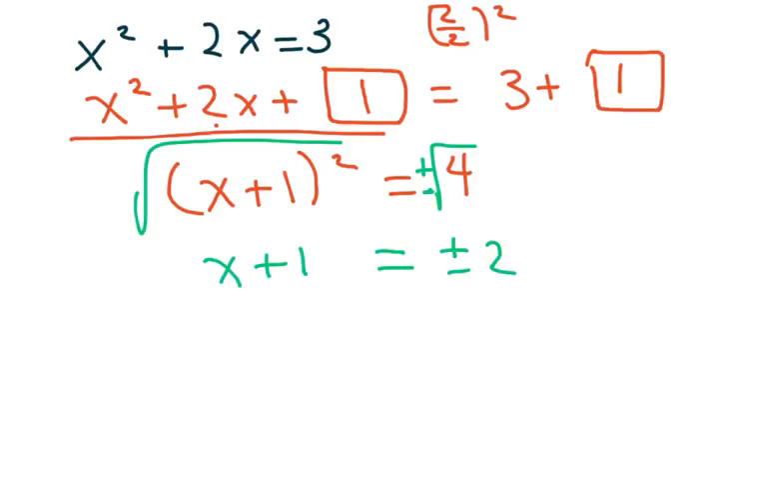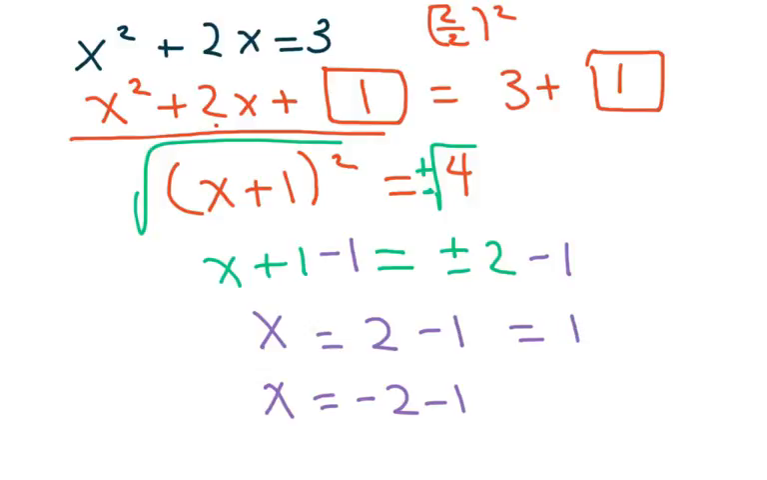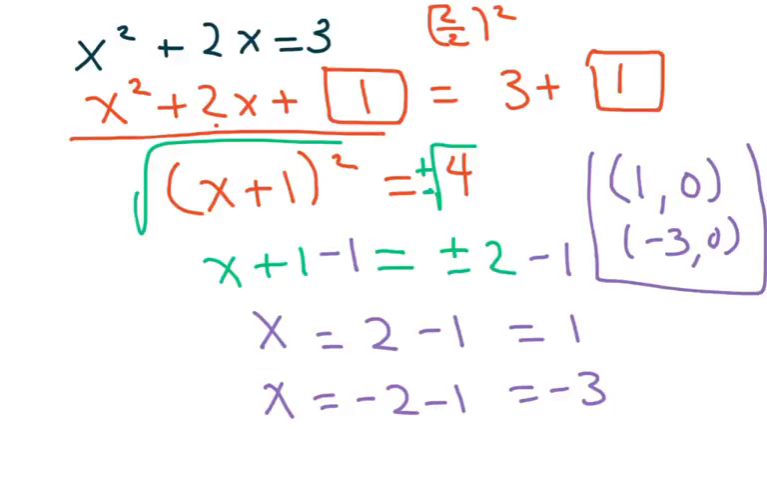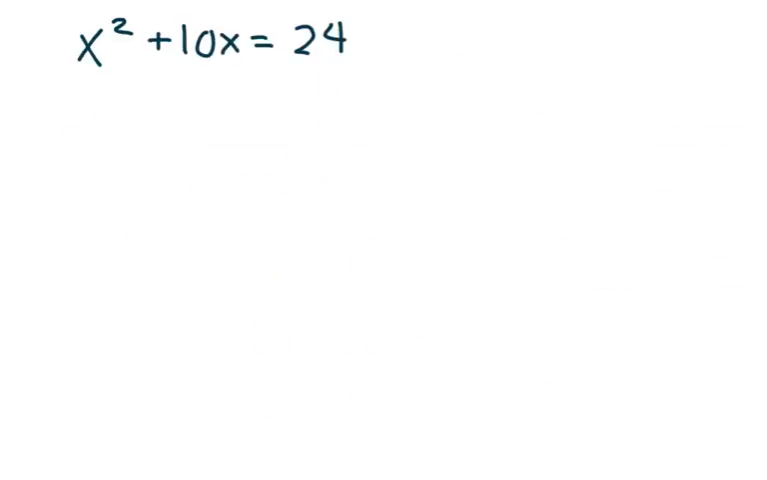Now I'm going to subtract 1 from both sides. So I'm going to get x equals 2 minus 1, and x equals negative 2 minus 1. This equals 1. This equals negative 3. So you could write this as (1, 0) and (negative 3, 0), because these are your solutions, your x-intercepts.